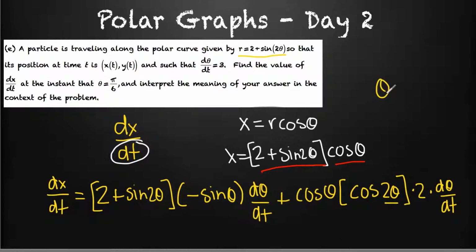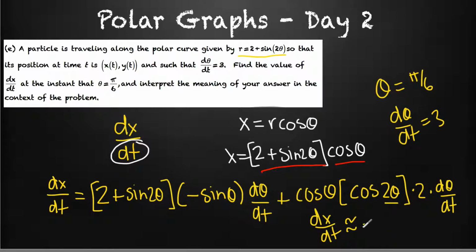All right, so they tell you that theta is equal to pi over 6, and they give you d theta dt equals 3. So all you do is plug both of these values into this complicated derivative, and you will get a dx dt that is approximately negative 1.70. So now it's asking you to interpret the meaning of your answer in the context of this problem.